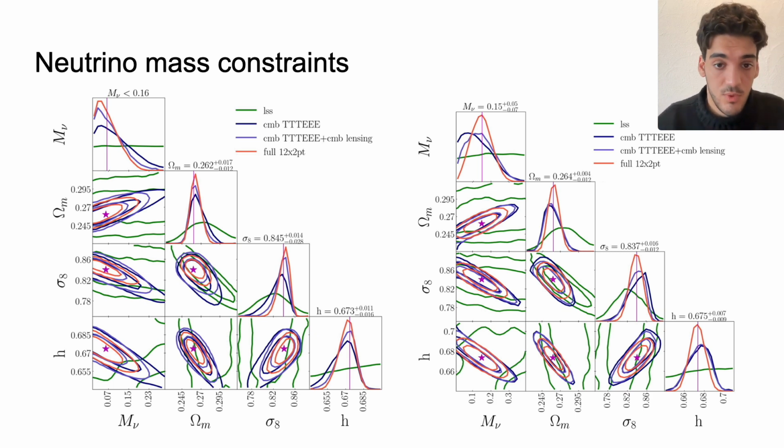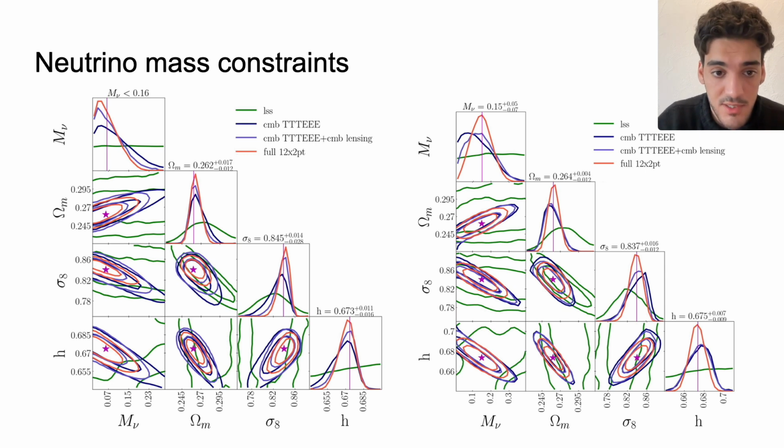And on the left-hand side, we're looking at a case where the true neutrino mass is the minimal neutrino mass from oscillation experiments, so 0.06 electron volts. And you can see that we are adding in different data sets. So we just have all of the LSS data, just the CMB plus CMB lensing, and then the full 12 cross 2-point combination. And you can see that the information content, as you might expect, increases as you increase the number of probes in the pipeline. You can see that in this case, we get a competitive upper bound in the minimal neutrino mass scenario.